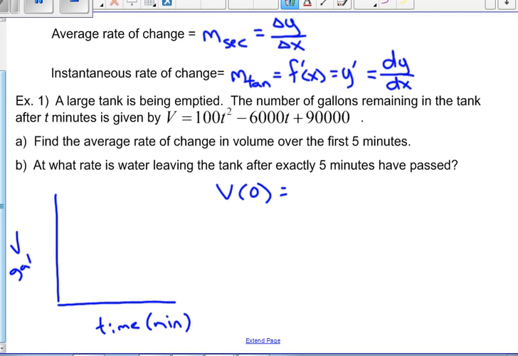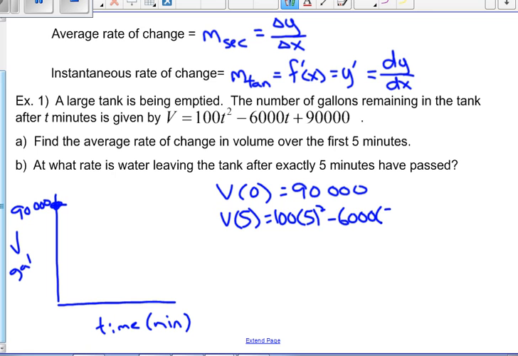So if I were to put in 0 into this function, I'll have 100 times 0 squared minus 6,000 times 0 plus 90,000. I'll get 90,000. Okay. So there's a point: 0, 90,000. If I'm looking for the volume at 5, well, that'll be 100 times 5 squared minus 6,000 times 5 plus 90,000. And it turns out that that equals 62,500. So I could put that as another point. 62,500 would be over here at 5 minutes.